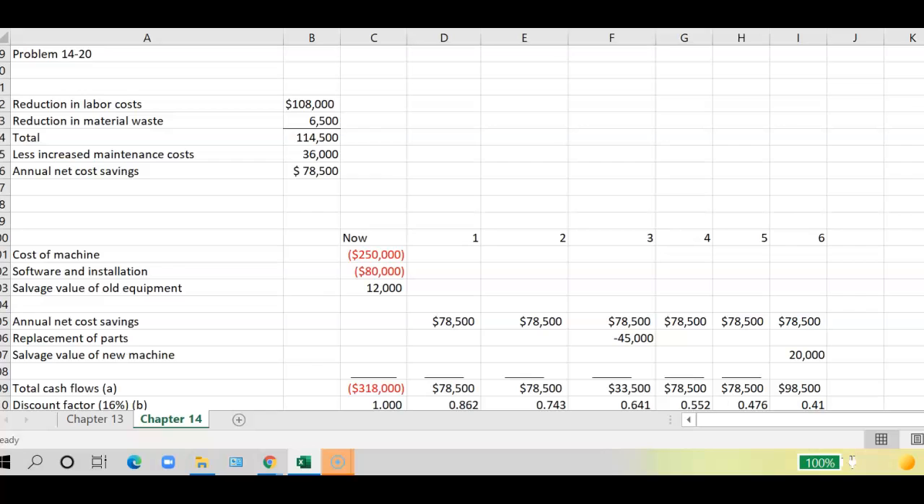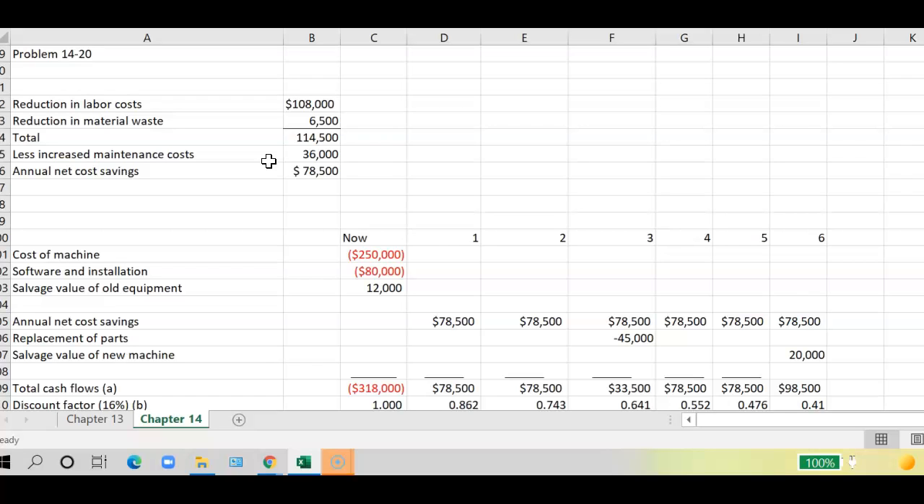When you figure that out, you will see that with the reduction in waste, we have a total cash inflow of $114,500, less what was given to us in the first paragraph of the $36,000 increase in maintenance costs per year. So our annual cash inflows for the next 6 years will be $78,500.